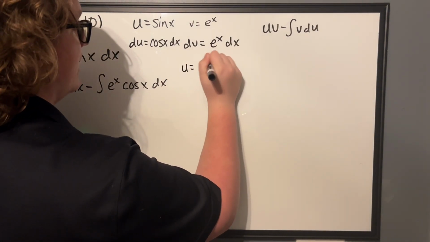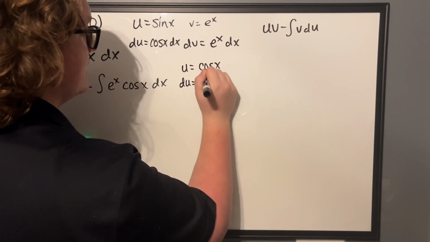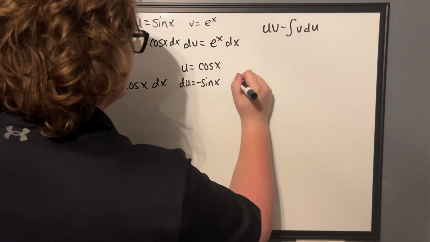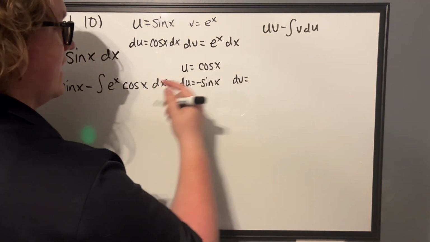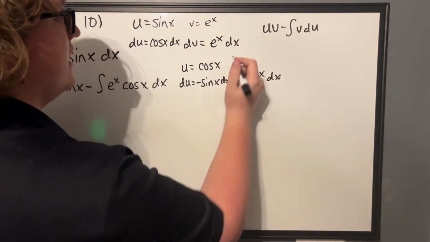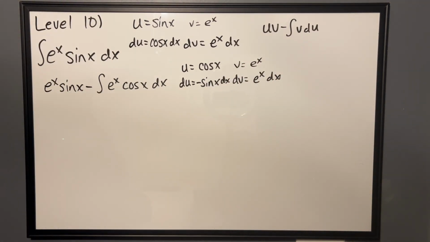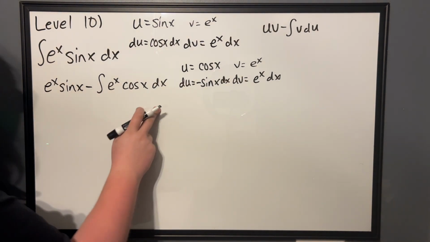U is going to be cosine x this time, because it's still that trig function, which means du is minus sine x. That means that dv is going to be the e to the x dx. There should be a dx here. And then v is the integral of that, which is just going to be e to the x, because it stays the same. So again, we're going to need to do the same thing, but with this integral.